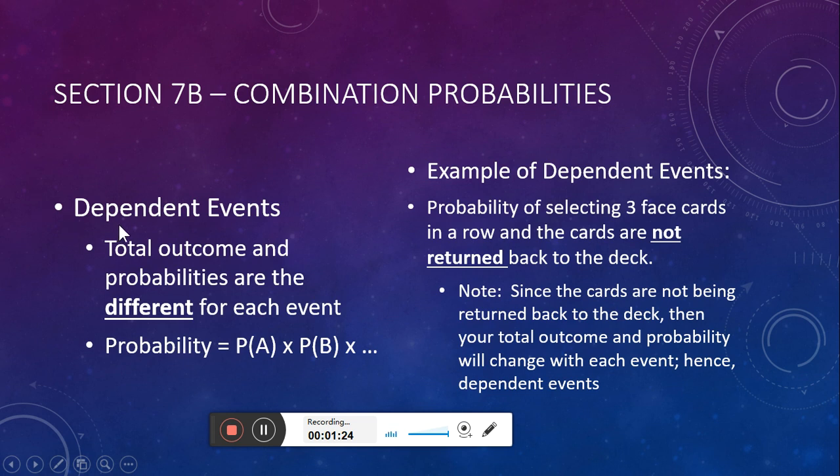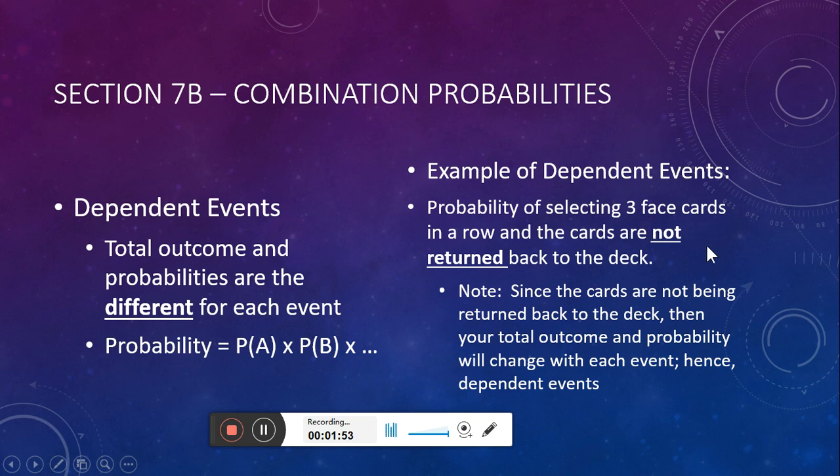Another combination is dependent events. So if independent events have the same probabilities for each event, then for dependent events, the total outcome and probabilities will be different for each event. In this case, the formula for both combinations will be exactly the same. You multiply all of the events' probabilities to get your total probability.